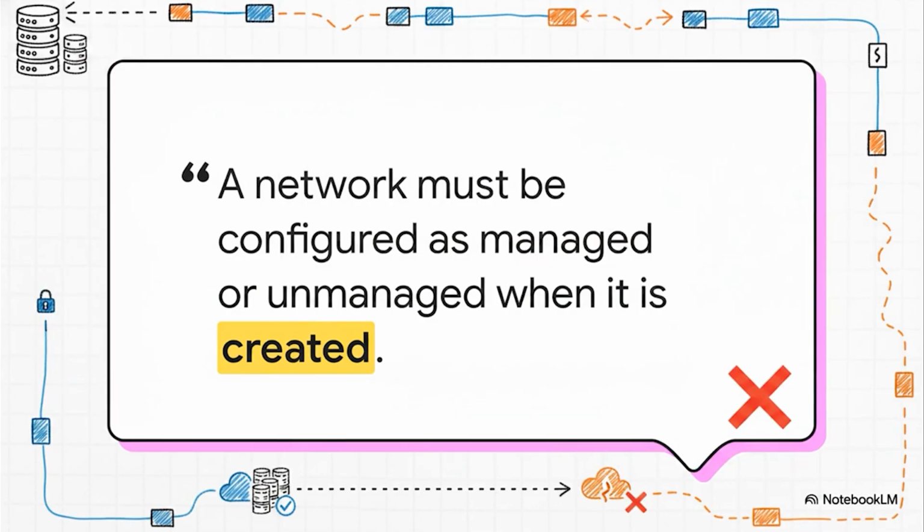The answer is a massive, definitive, absolute no. The AHV Administration Guide actually states this explicitly. It says, a network must be configured as managed or unmanaged when it is created. It is not possible to convert one to the other. So, if you get a scenario question on the exam asking how to convert a network, please do not fall for a distractor option that suggests using some secret command line conversion tool or a hidden toggle switch in the UI. There isn't one. The correct operational answer is that you have to use a migration workaround.